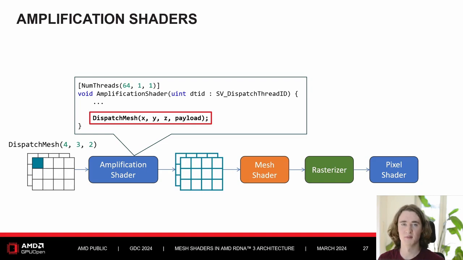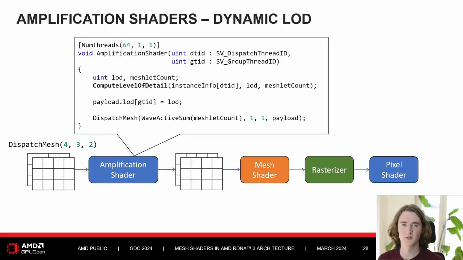So while launching mesh shader work from the GPU might sound like the fastest way to create a TDR, we're actually here to make a renderer faster. So let's see how the amplification shader can help us here. One way to go faster is to simply render less geometry. And one way to do that is to use a level of detail system. Now, with the amplification shader, we can dynamically select the level of detail to render on the GPU.